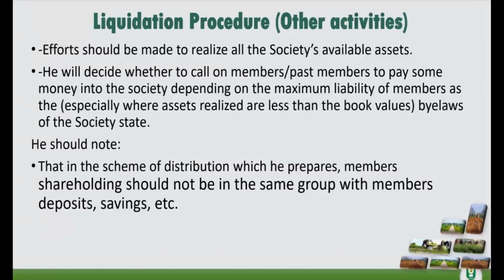The liquidator will decide whether to call on members and past members to pay some money into the society, depending on the maximum liability of members as the bylaws of the society state, especially where assets realized are less than the book value. He should note that in the scheme of distribution which he prepares, members' shareholding should not be in the same group with members' deposits and savings. Okay, that is what the liquidation procedure should be like.